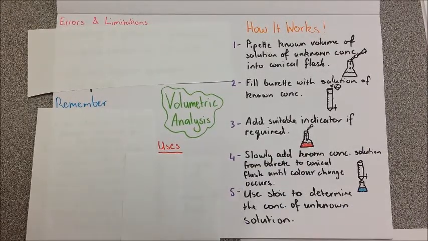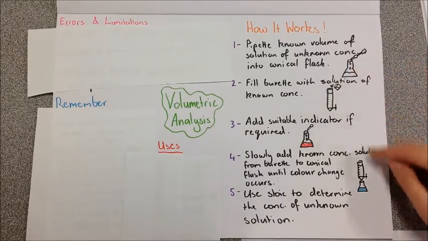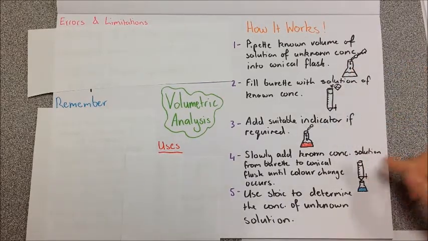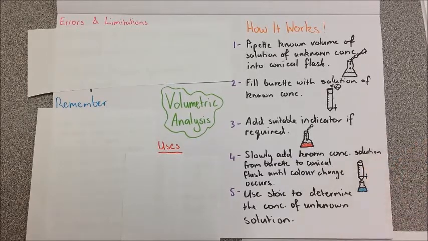And then finally, just like gravimetric analysis, you use your stoichiometry to determine the concentration of the unknown solution, using the volume of your unknown concentration that you delivered in the first step, and then using the volume you delivered from the burette and the concentration of that solution of known concentration.